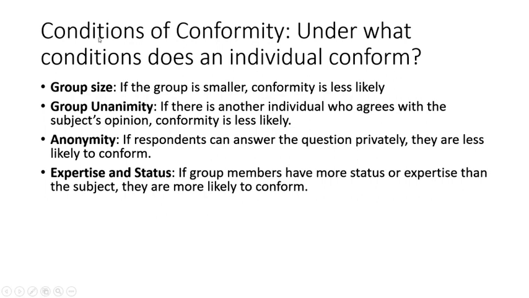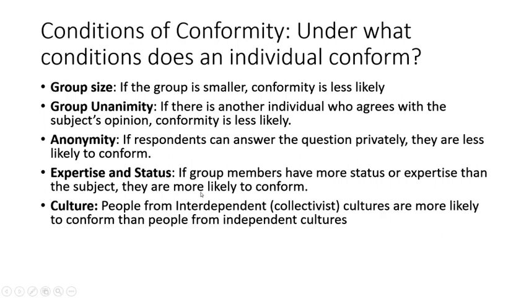In the case of status, that one troubles me a little bit more, and you'll read more about this in your book. And this leads us to a question I'm going to ask you. People from interdependent or collectivist cultures, most dominant in the East Asian cultures, are more likely to conform than people from independent cultures. That's because there's much more emphasis socially throughout their upbringing on agreement with the group and fitting in, and thinking about the needs of others before one's own needs. So that makes conformity more likely.